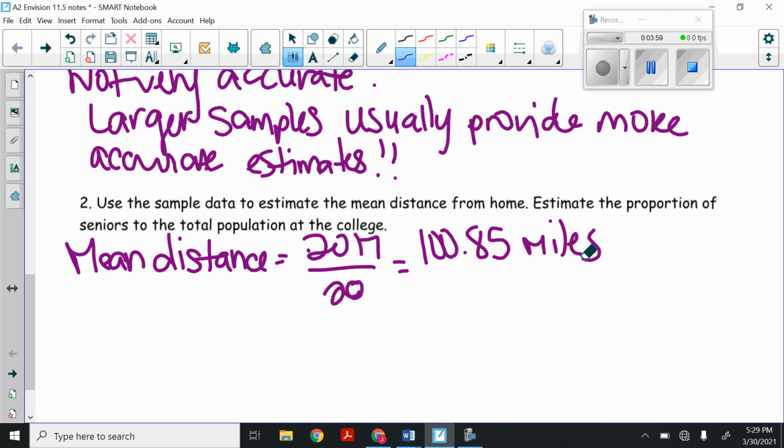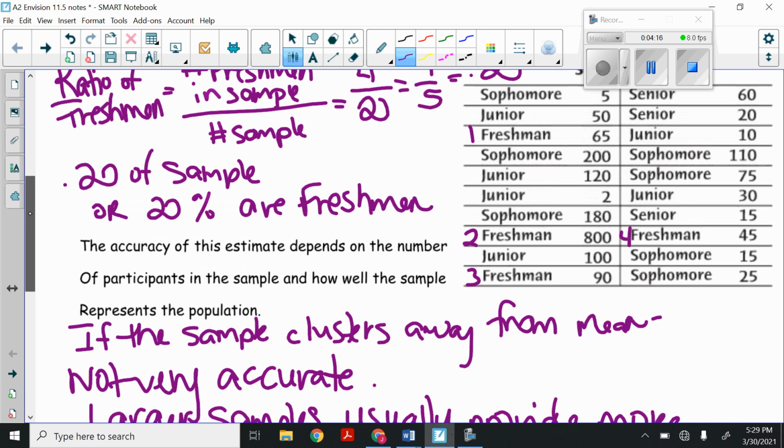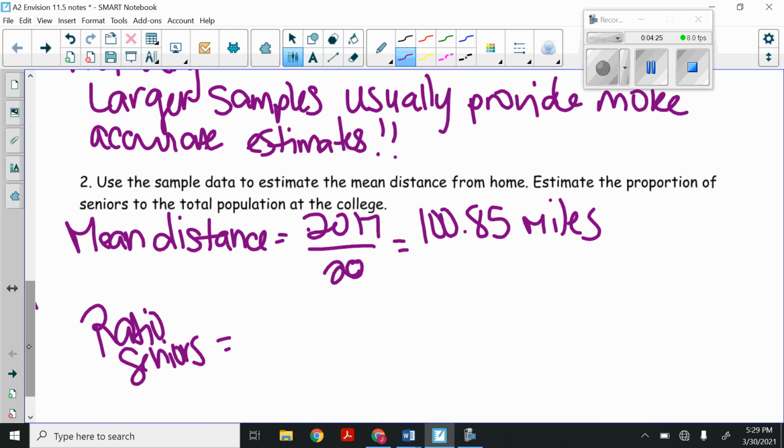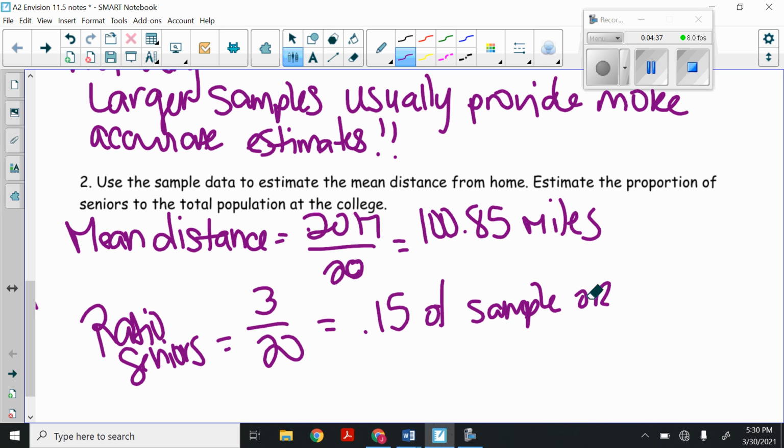Now we want the proportion of seniors to the total population. So let's find the ratio of seniors. We're going to find this the exact same way that we found the proportion of freshmen in example number 1. So we're going to come back up here and count how many are seniors. We've got 1, 2, 3 seniors, out of 20. So that is 0.15 of the sample, or 15% are seniors.